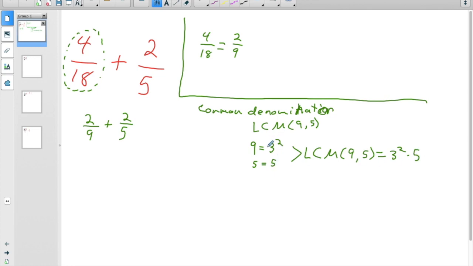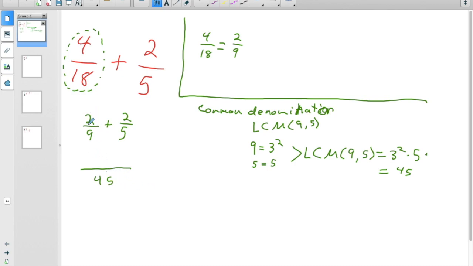In other words, we're taking the largest value of each prime number. So here we have 2 3's, so we bring the 3 squared. And here we have 5, so we bring the 5. And this is, of course, 45. So we can write this as a fraction with a denominator of 45.